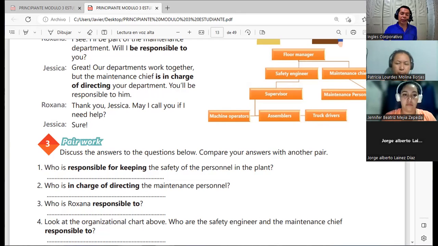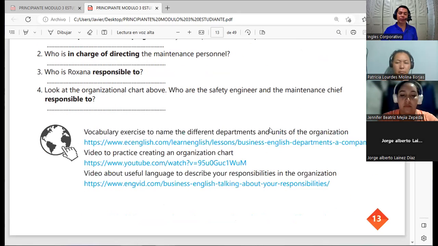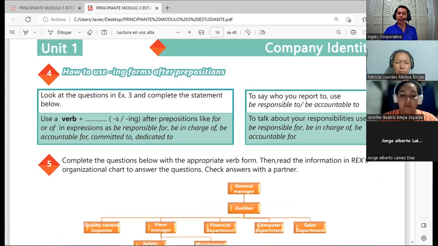Look at the organization chart, right? It says, who are the safety engineer and the maintenance chief responsible to? In other words, ¿quién es el jefe, right? Of the safety engineer and the maintenance chief. Floor manager. The floor manager, my goodness. Yes, thank you. Thank you very much. Okay, now let's continue with the gerunds. Check out this.